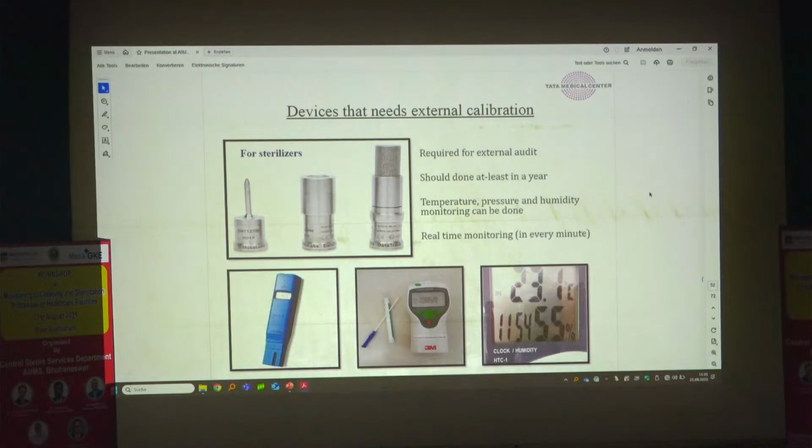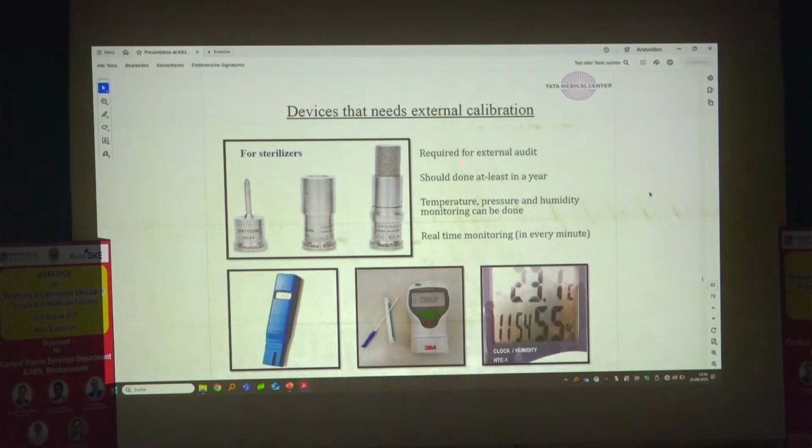Who actually calibrates the machine? Because a machine cannot calibrate itself. So in that case, an external device is required. If it is very close to your printout, very close to your monitor gauge glasses, you can understand that your machine is properly functional. But if there is a deviation, then you have to send the machine to the biomedical department for further calibration and repair.